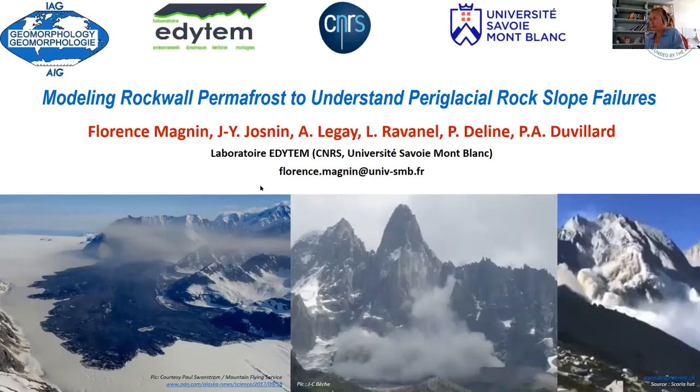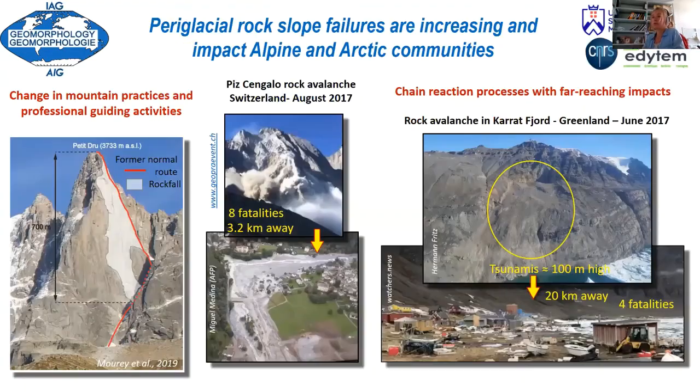And I will start by introducing the research context, which stems from the increasing destabilization in high mountains or in the Arctic. So rockwall destabilization with various impacts. So for example, in the Mont Blanc Massif, there are very frequent small magnitude rockfalls that are impacting mountaineering practices or professional guiding activities, for example.